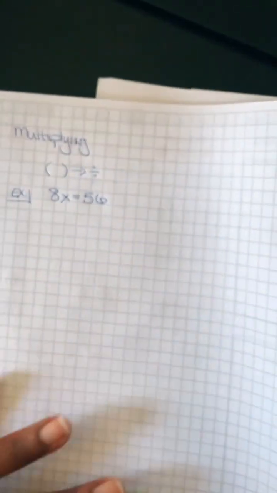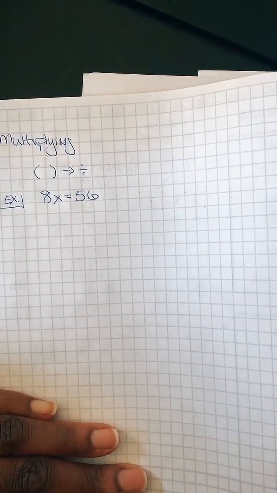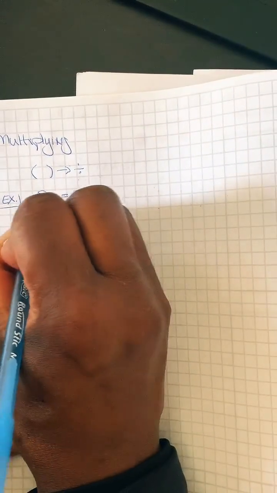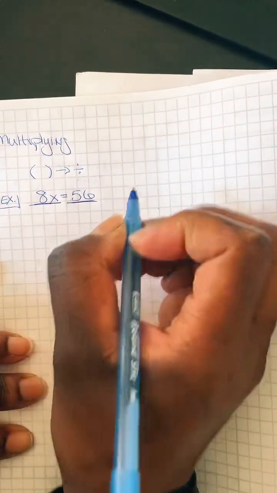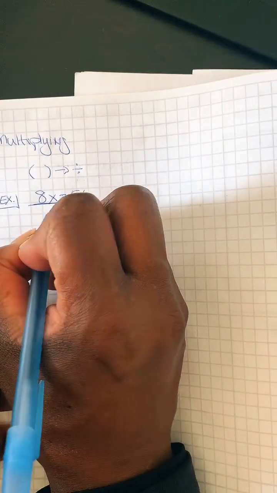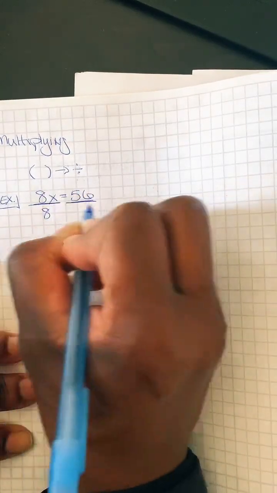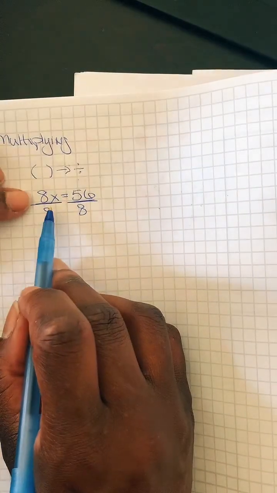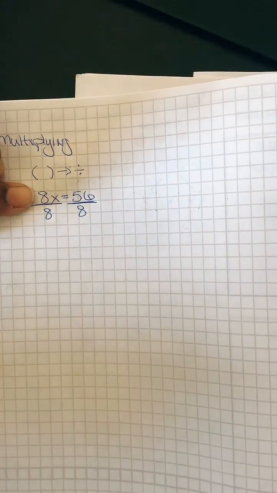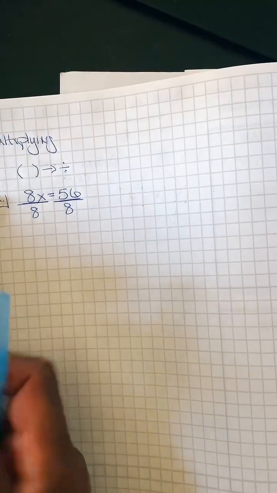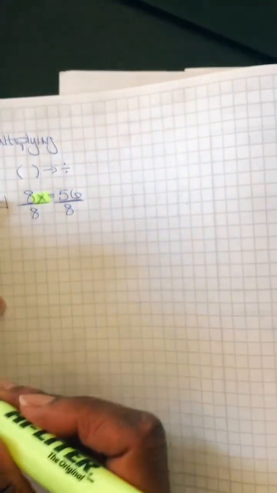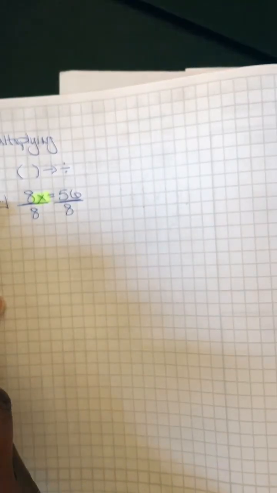And the opposite of multiplication is division. So we're going to draw a line underneath, and then we'll take an 8 and an 8. So we always divide the number that is adjacent or next to the x, because the goal is still the same. We want to isolate that x.